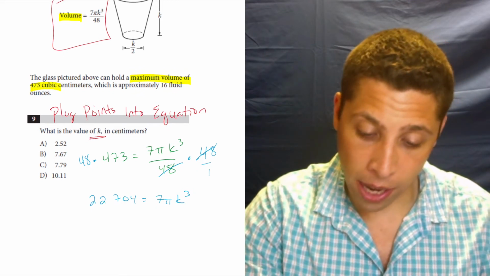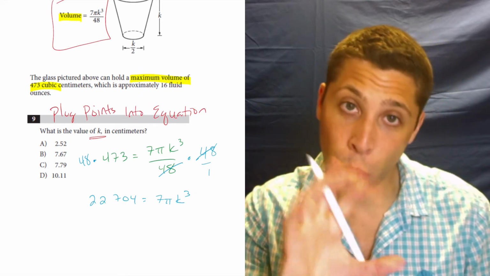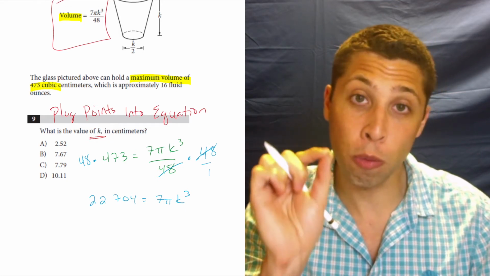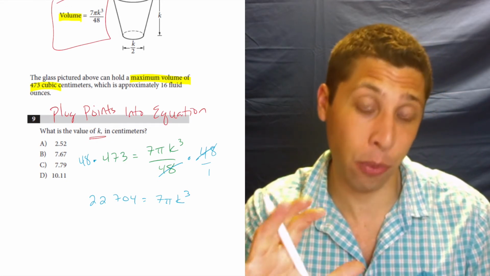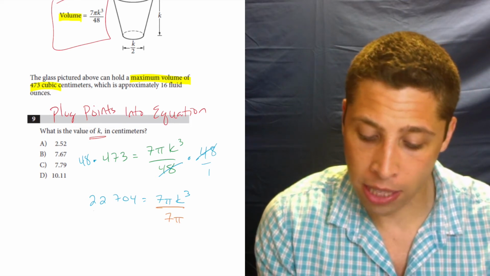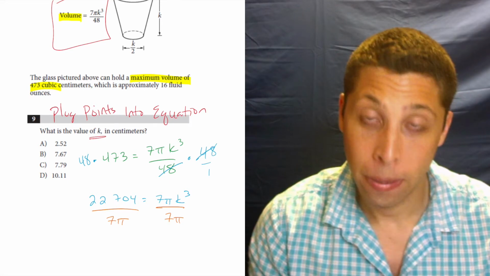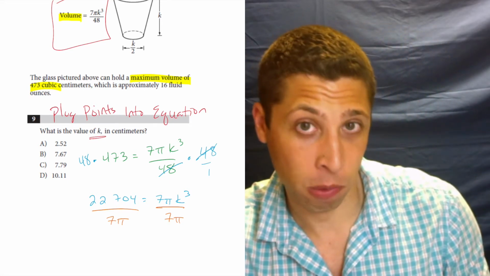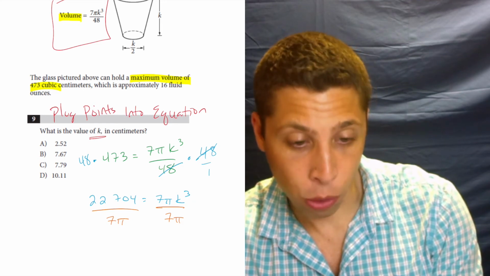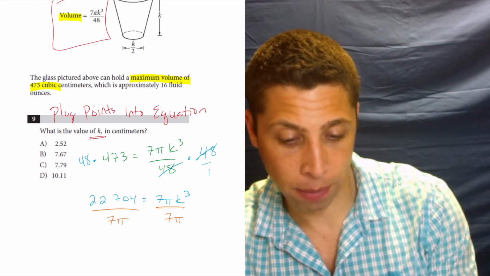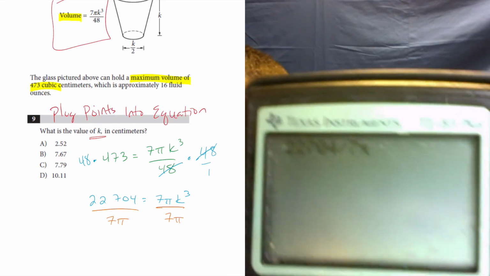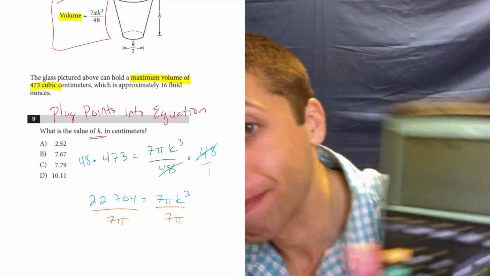So now I'm going to divide. I want to get rid of these other things. I'm working my way towards the k. The cube, the exponent, is the last thing I want to touch. So I want to divide by 7 pi. And here is a case where we could be in some trouble if we're not comfortable with the calculator. What a lot of you do is you do 22,704 divided by 7 pi, like that. That's going to cause a problem.